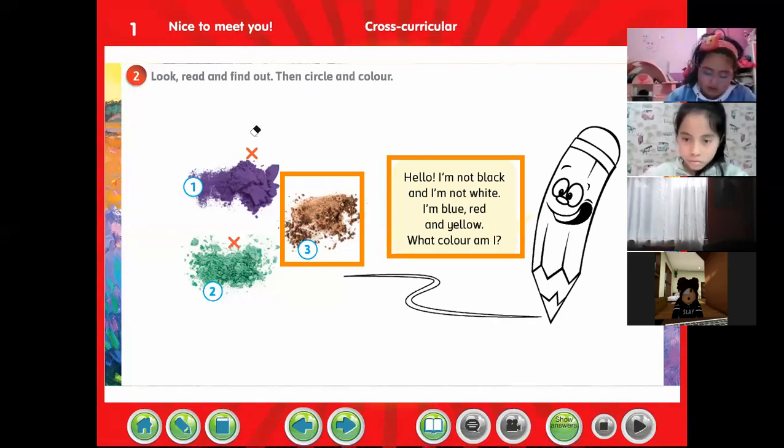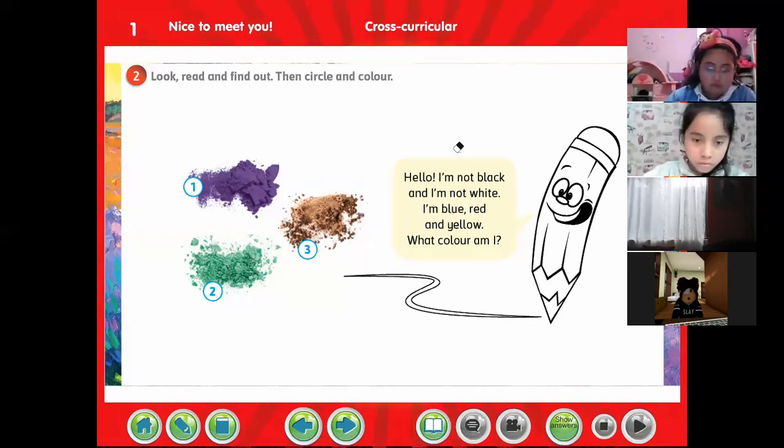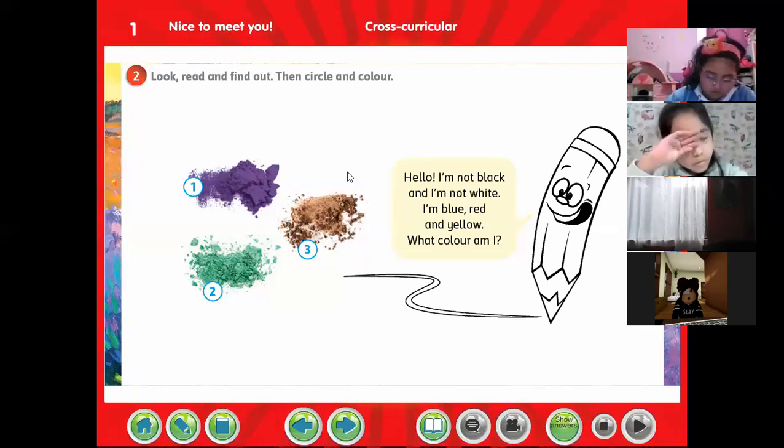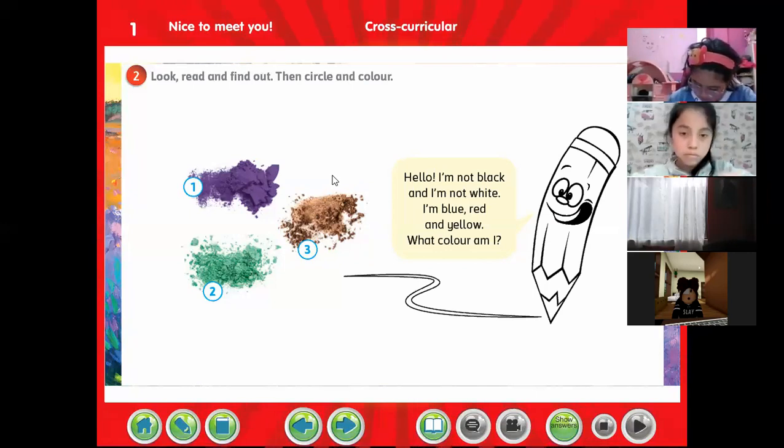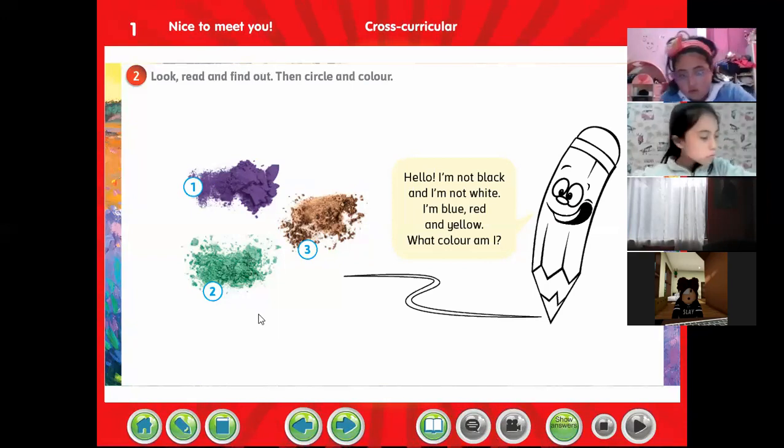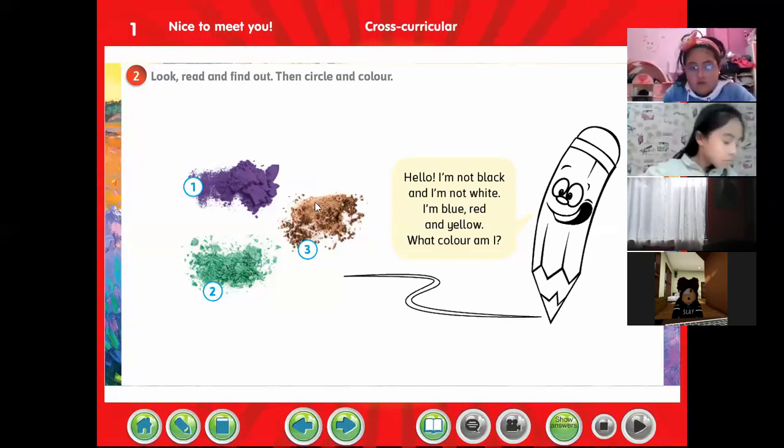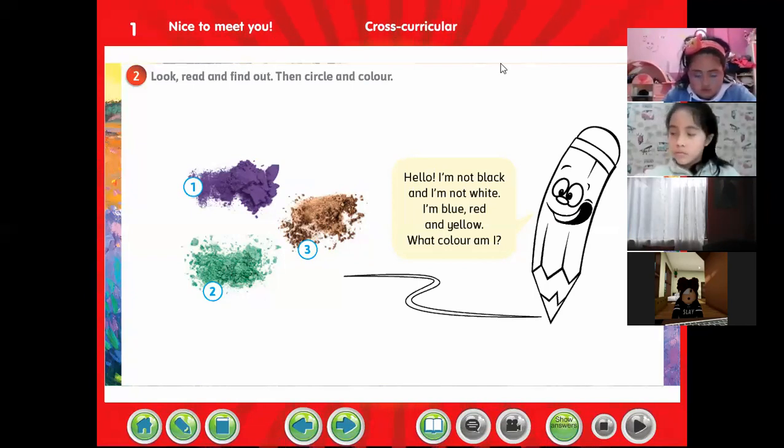My friends, if the question is what color, tell me the color. If the question is what number, you tell me the number. If the question is what letter, you tell me the letter. A, B, C, D, E, F. Letter. Number. 1, 2, 3, 4, 5. Color. Purple, brown, green, yellow. Tell me the color. Okay?